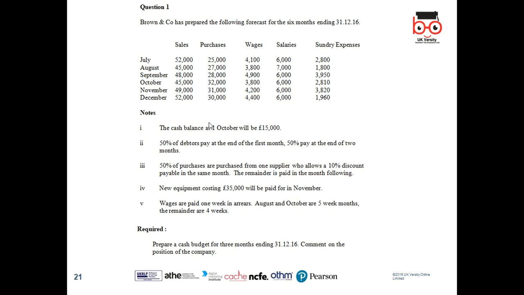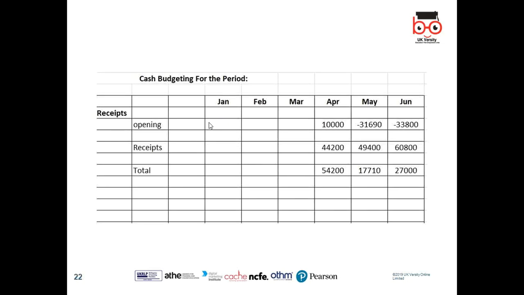The new equipment we'll buy in November. Wages we'll pay one week in arrears every year; we always keep one week of our employees' wages. Like in a month we have 4 weeks, we'll pay 3 weeks' wages in this month and 1 week in the following month. And we have to make a budget for the last 3 months now. That's the question. So we'll start the question and we need to make a budget for 3 months.